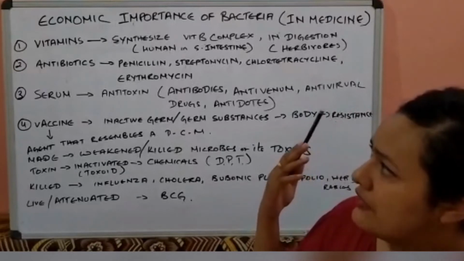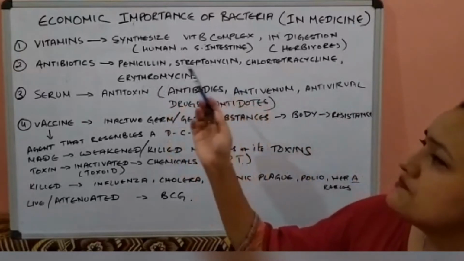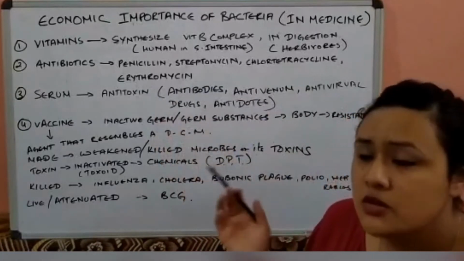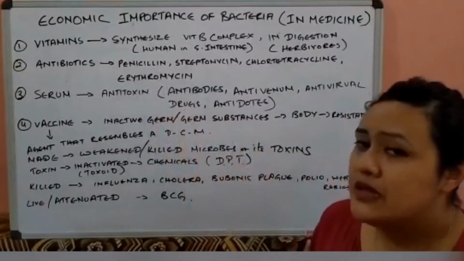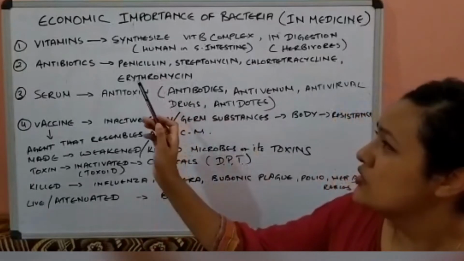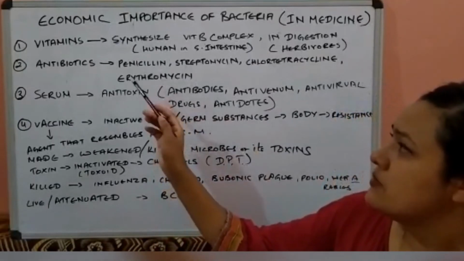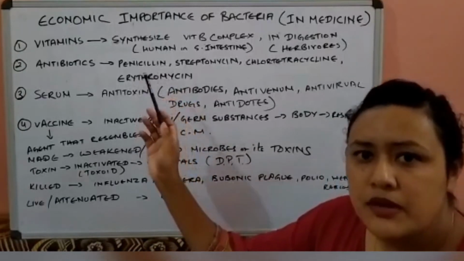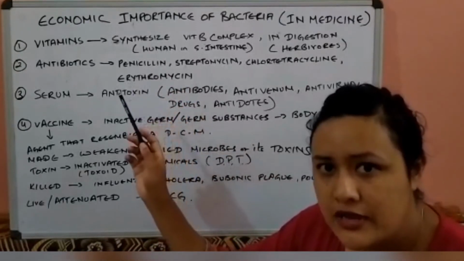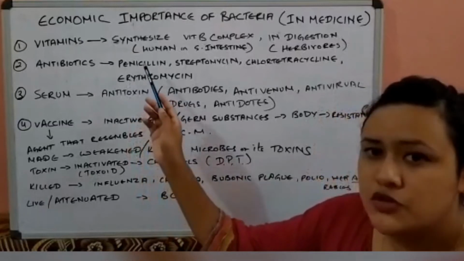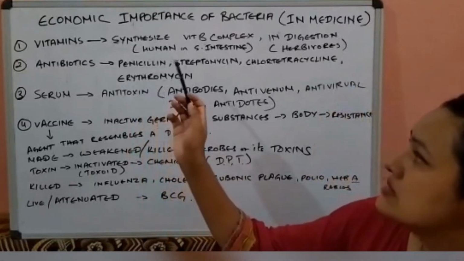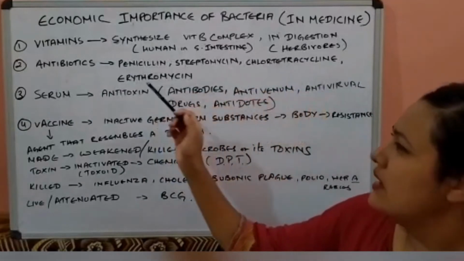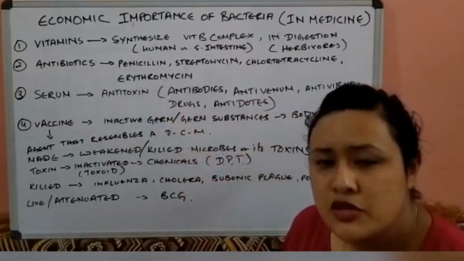I've written some names of the antibiotics. I think you have heard about them. First comes penicillin. It was obtained from a fungus, Penicillium notatum. It is a living organism, and penicillin was produced from it. Streptomycin, chlorotetracycline, and erythromycin are all produced from bacteria.